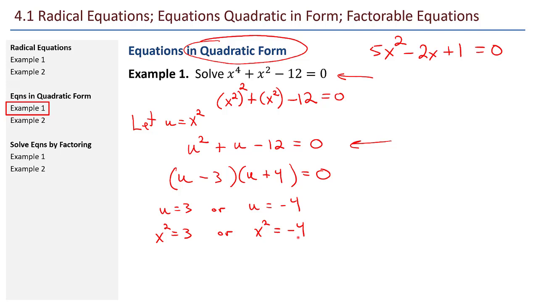Well, one of these right away I can see has no solution. This x squared equals negative 4. We can't do that because whenever I square something, it'll end up being 0 or positive. So the only thing I have that's actually true that works is this x squared equals 3. So I find that x equals the square root of 3 or x equals negative square root of 3. There we go. Those are our two solutions.